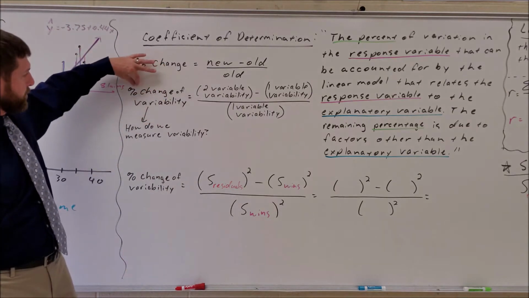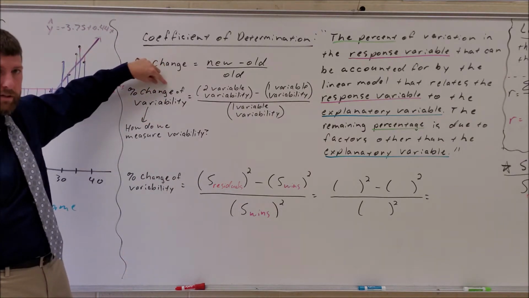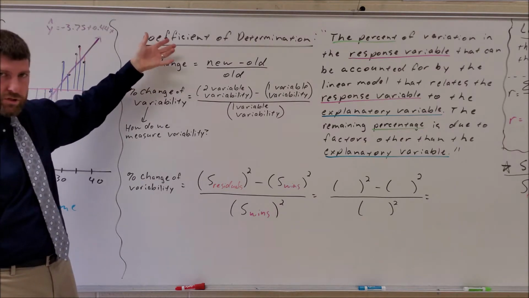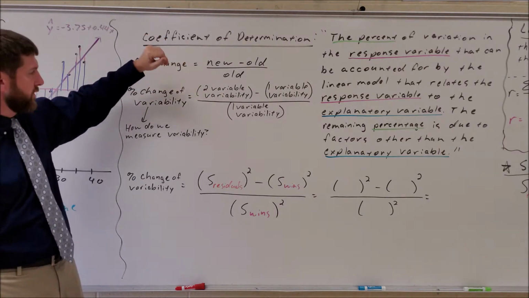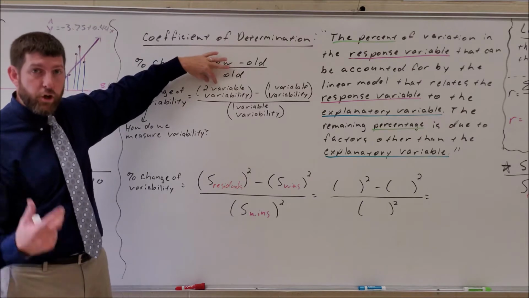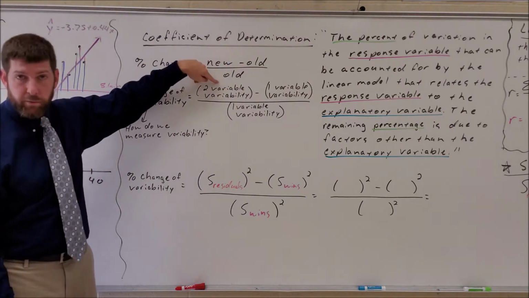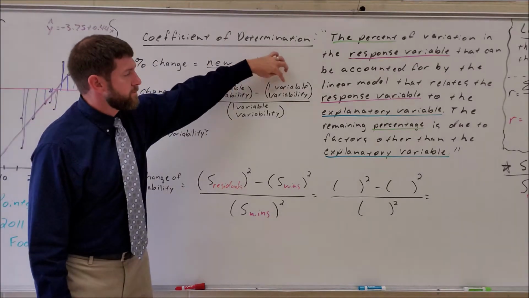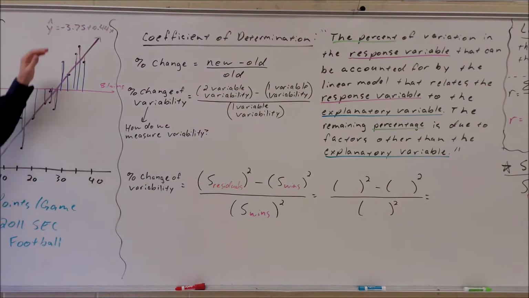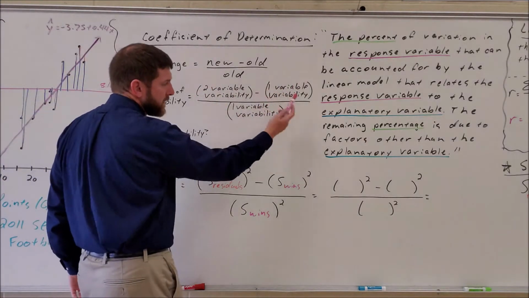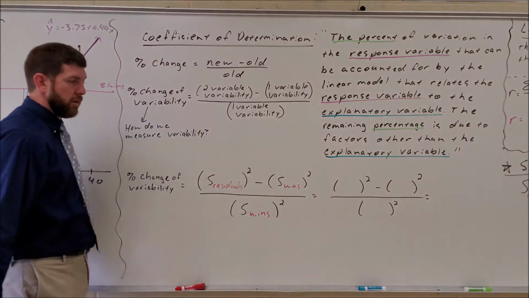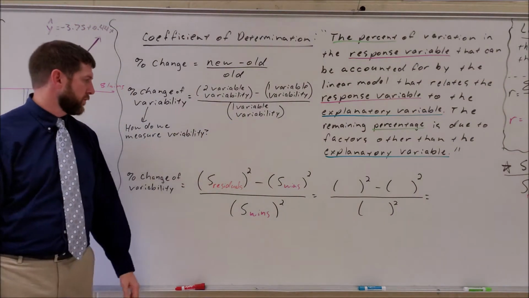So we're going to take this percent change of variability and just work it out. All right, so percent change of variability. I'm going to take my new variability, all my red lines right there, the 2 variable variability, minus my 1 variable variability. If I only knew the average number of wins, all that blue. So I'm really taking that red minus that blue and dividing it by that 1 variable variability.